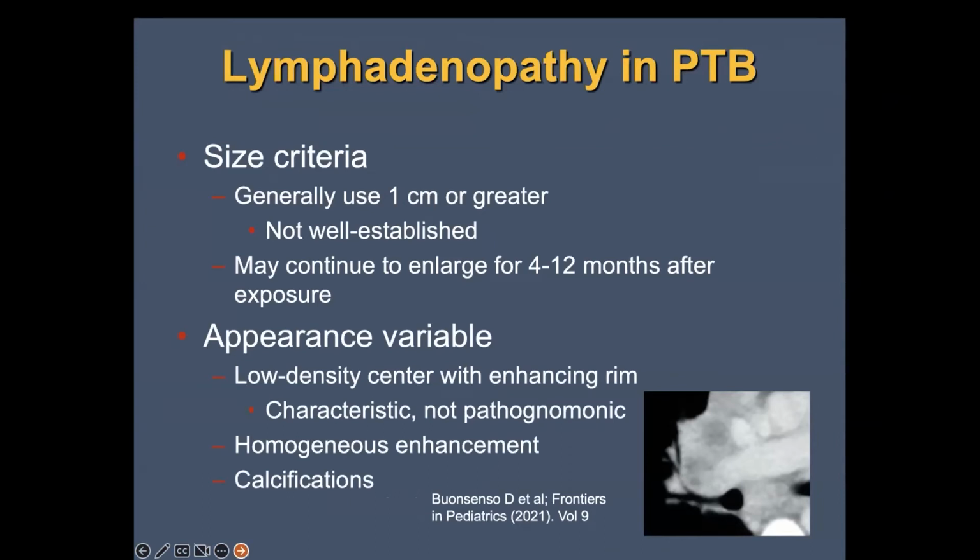And the appearance of TB nodes is a little bit variable. The classic appearance is what you see here, where you have some peripheral enhancement with a more low attenuation center because of the caseation and necrosis that you get in the central portions of these nodes. That's a characteristic finding, but it's not really pathognomonic. You can see that with other types of infection. You can even see that in tumors in some cases.